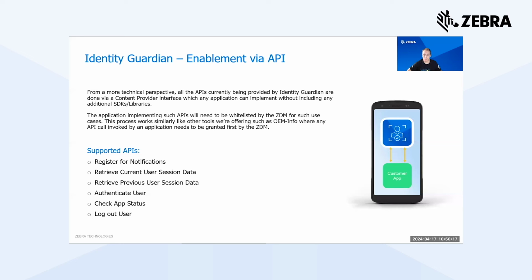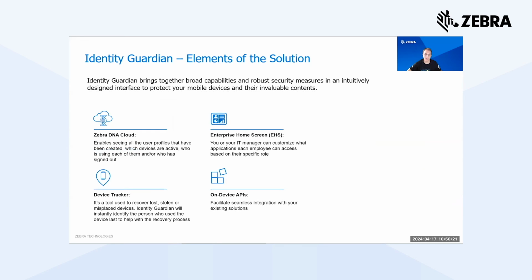So just to summarize now, because we're running out of time, last slide, elements of the solution about Identity Guardian. Like I was mentioning, we can use it together with the enterprise home screen, which is going to provide personalization with the different roles which we are going to use for the users on the device, so providing a different UX experience based on the roles. We can also use Identity Guardian together with the DNA Cloud to see and check what kind of security is being used on the devices by the users, and also check the users who are using the devices.